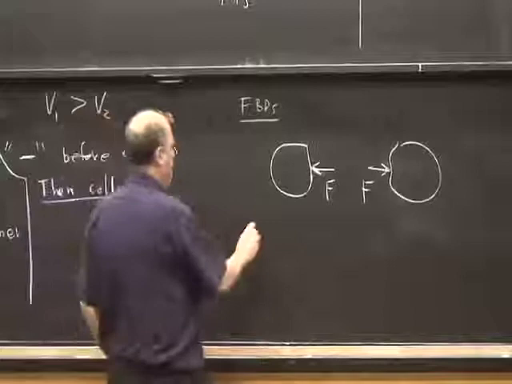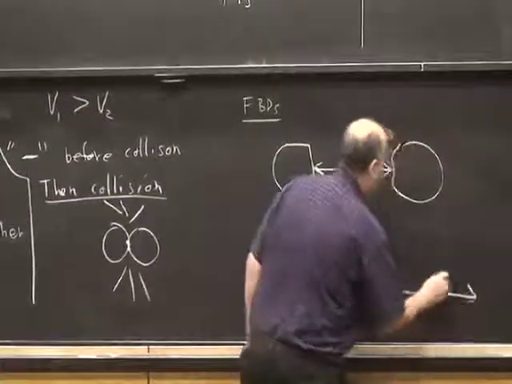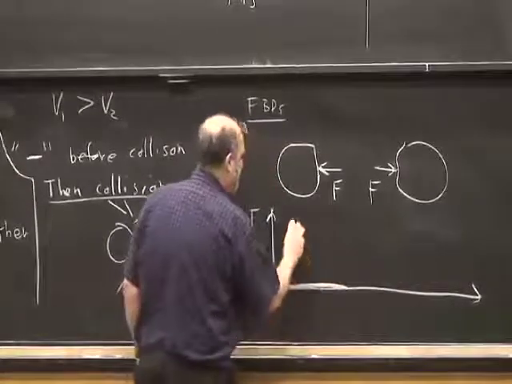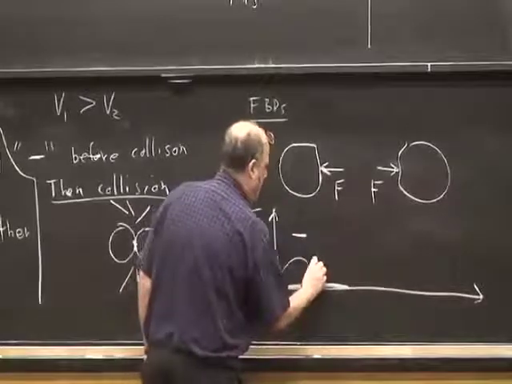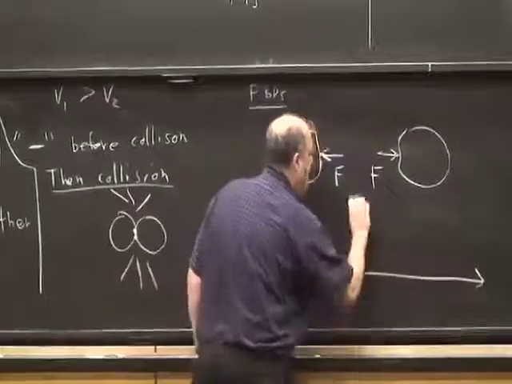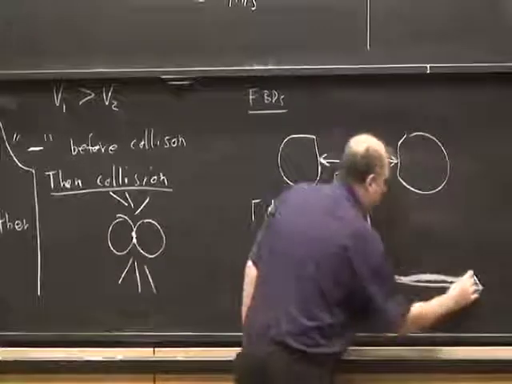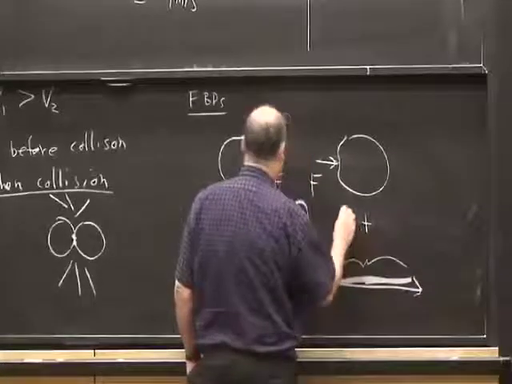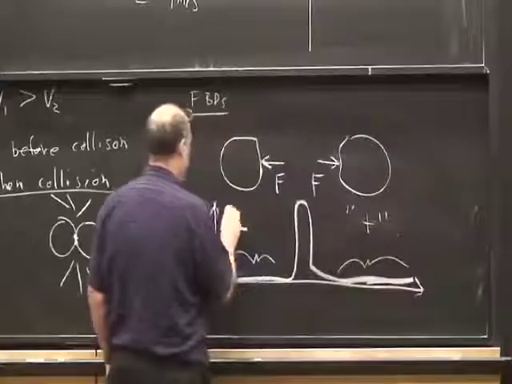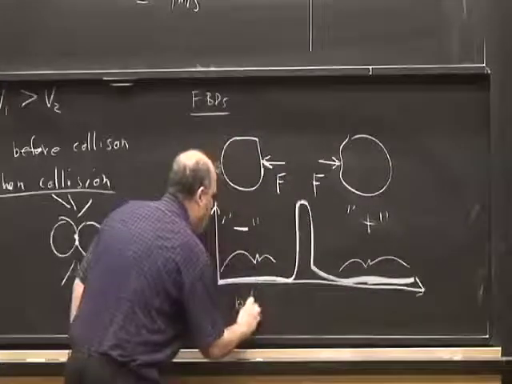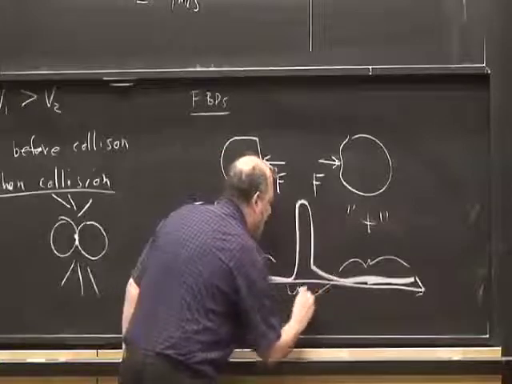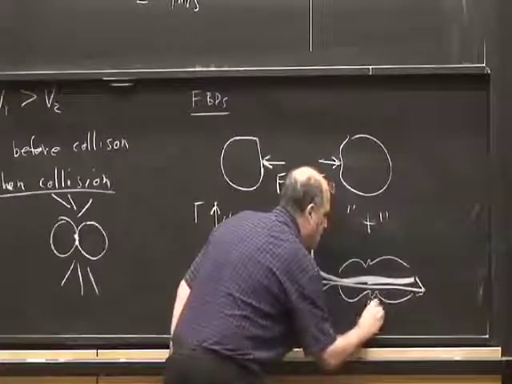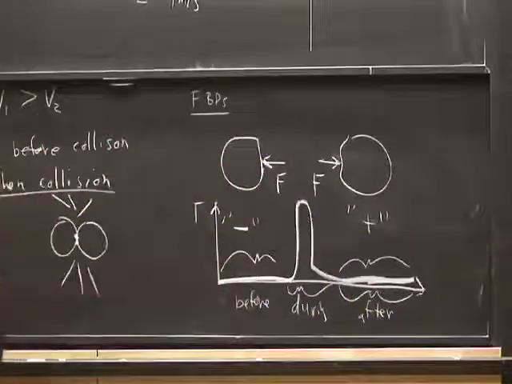We could make a plot of what those forces look like as a function of time. So we're going along here in this minus regime. Then we get to the collision, and this force gets very big and comes down like that. And then we get over to this plus regime. This is before, this is during, and this is after. And the plus regime I'll draw on the next blackboard.